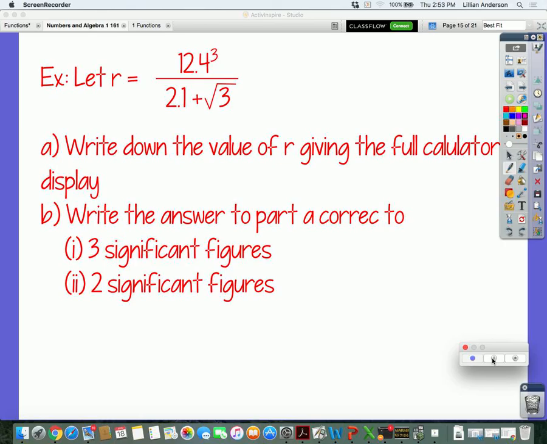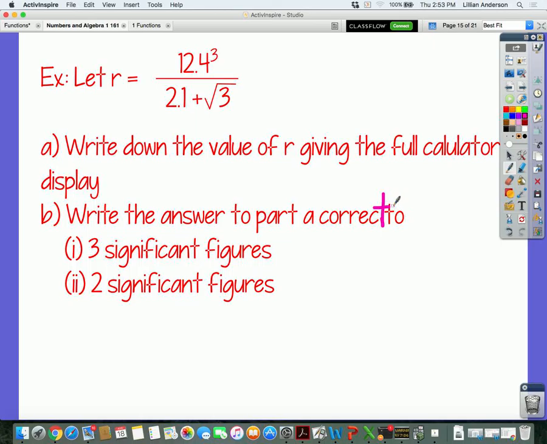We're going to look at this example now. We're going to practice using our calculator. Part A says we're going to write down the value of R giving the full calculated display. So we're going to use our calculator here, get some practice, and then we're going to write our answer correct to three significant figures and then two significant figures.